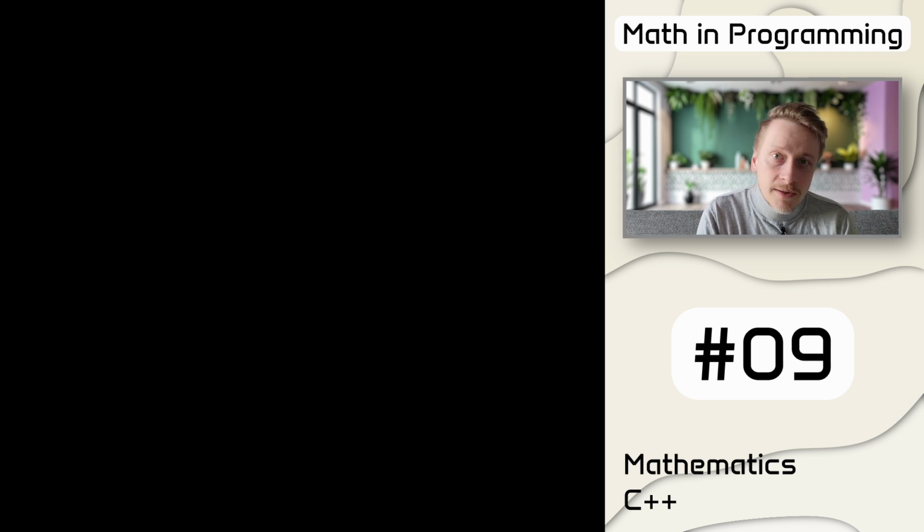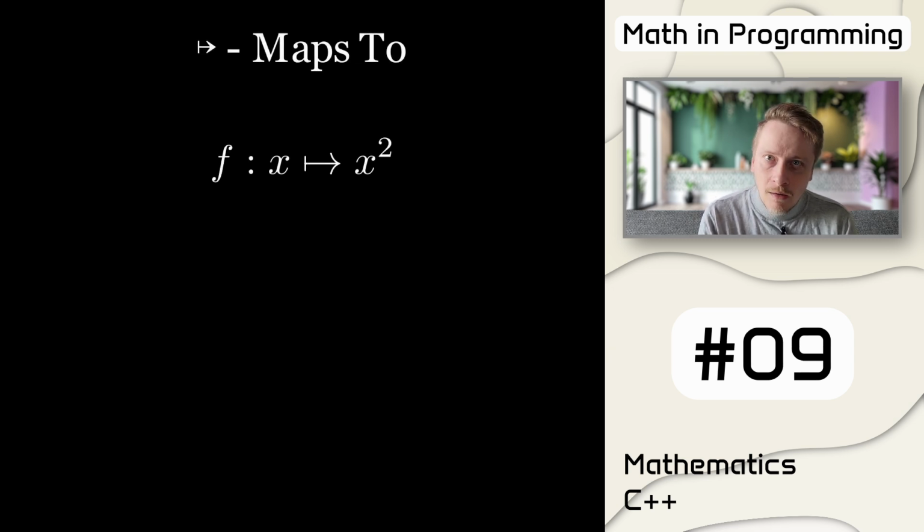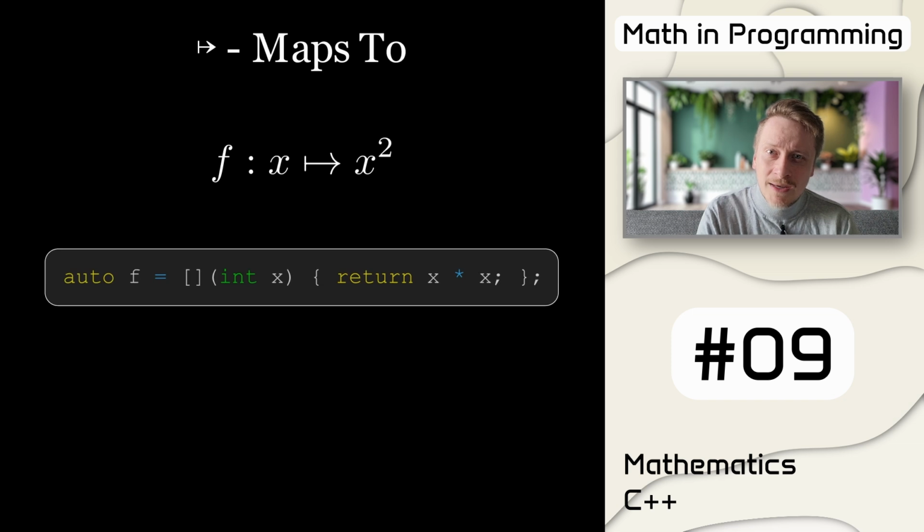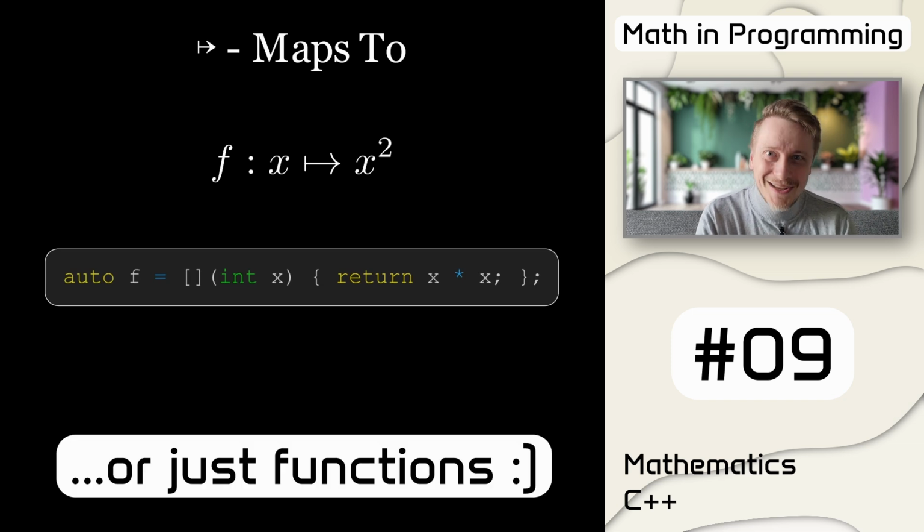The maps to symbol is used in math when defining functions. For example, f maps x to x squared means that f is a function that takes x and returns x times x. In modern programming, especially in C++ and other functional style languages, we often use lambda functions for this.